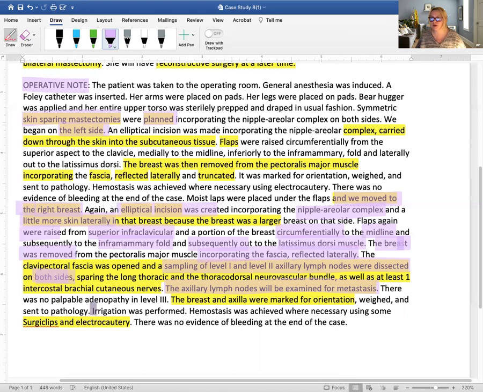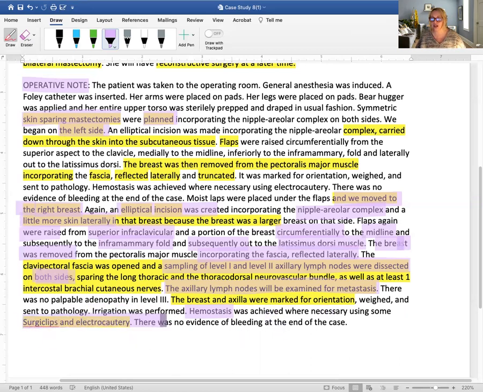At this point, one of my favorite terms, irrigation was performed. That means that they started cleaning out the wound and putting in saline and antiseptic into the wound so they could close it. Hemostasis was achieved. So as soon as I start seeing these two terms, which I see a lot in my procedure, I know we're pretty much finishing up.